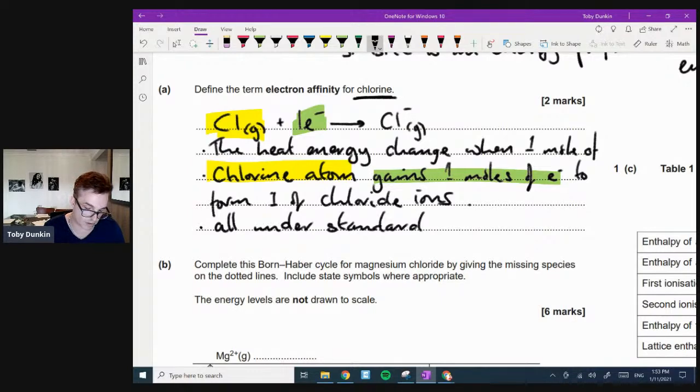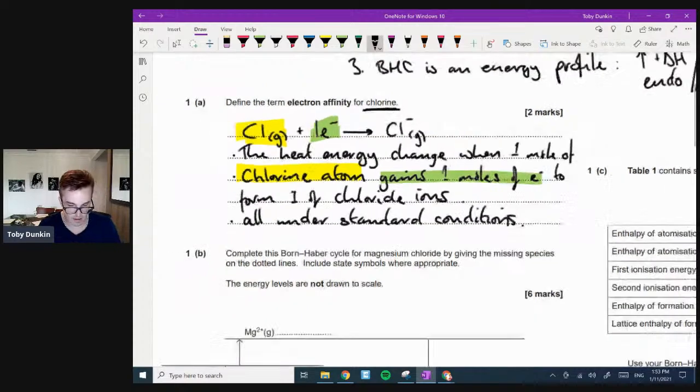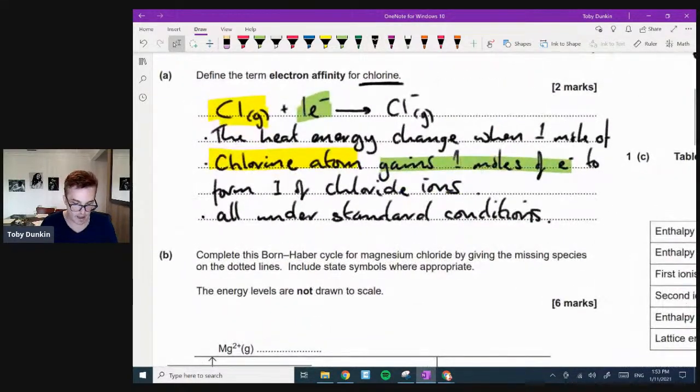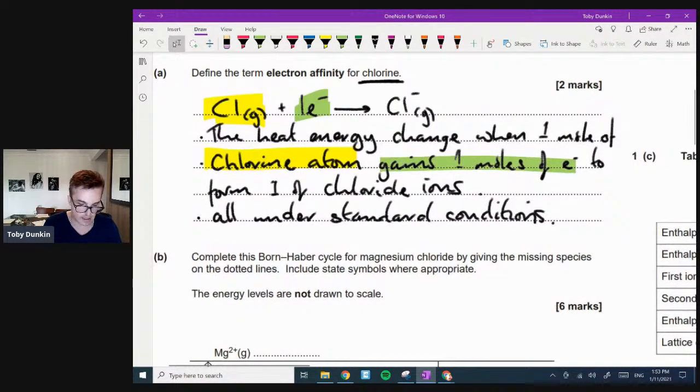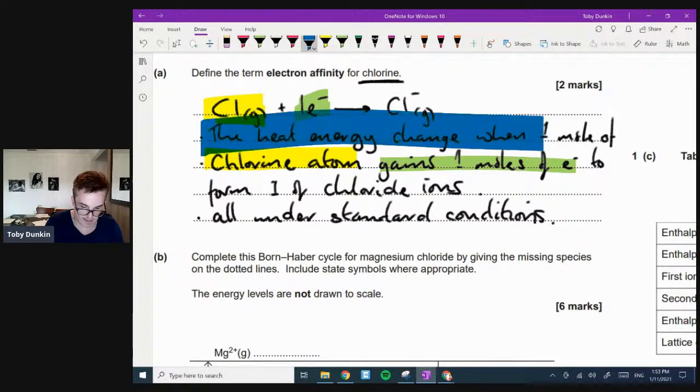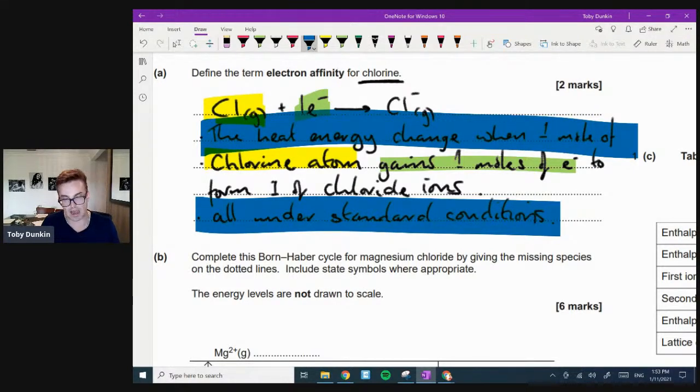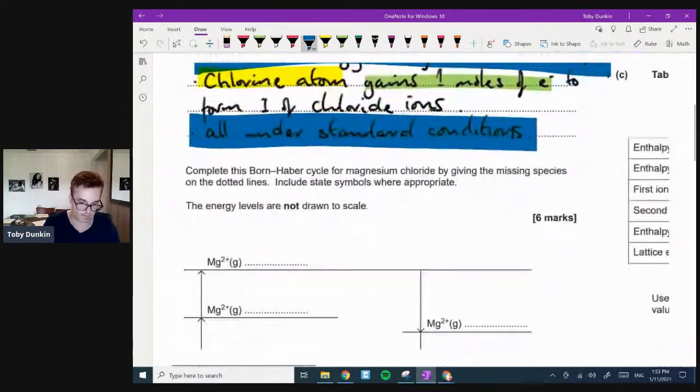All under standard conditions, which is constant pressure. And we're done. 2 marks for that definition. You can actually get the first mark simply for writing the equation. The last mark comes from the heat energy change in 1 mole level under standard conditions. So that's your second mark here. It used to be worth 3 marks, but they're slowly reducing it, saying that if the definition isn't complete, then it could only be 1 mark.